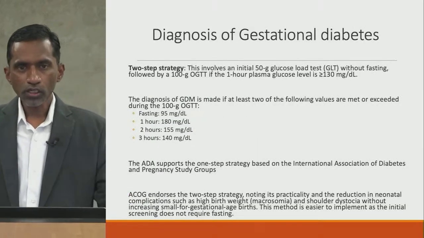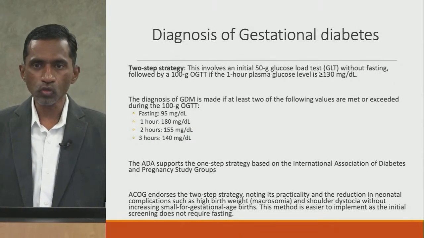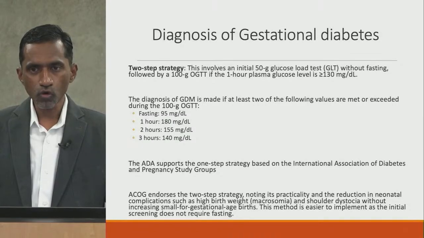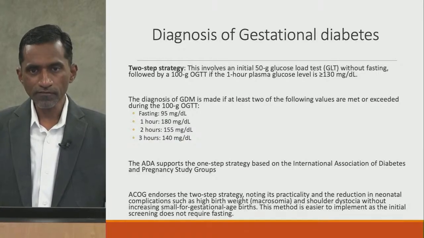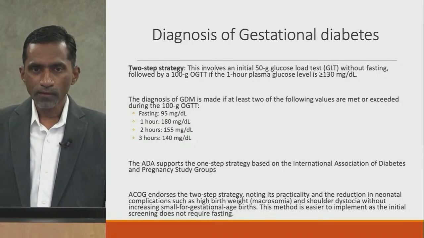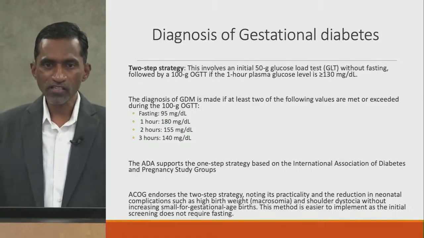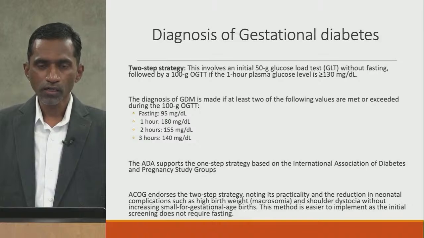Coming to the ACOG, they have a two-step method, and this involves the initial 50 grams glucose load, and for this the mother doesn't need to be fasting, followed by 100 grams glucose tolerance if the 1 hour plasma glucose on the 50 grams is greater than 130. So first you do the 50 grams, and if your glucose is more than 130, you go to the 100 grams. So with the 100 grams, you measure it at fasting, 1 hour, 2 hours and 3 hours, and the corresponding values are 95 for fasting, 180 for 1 hour, 155 for 2 hours, and 140 for 3 hours.